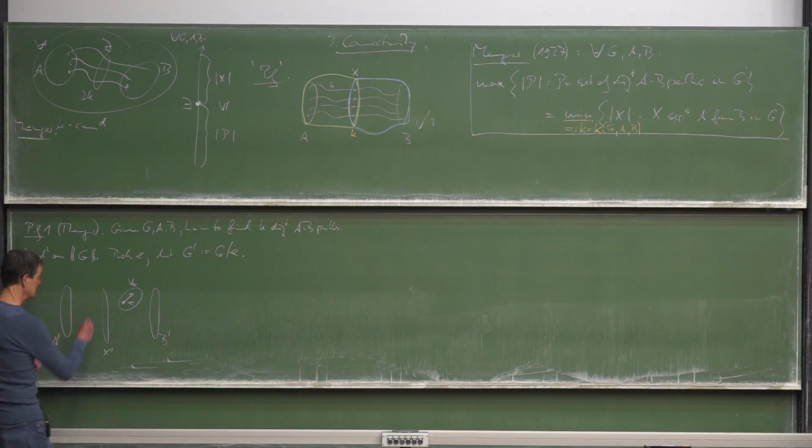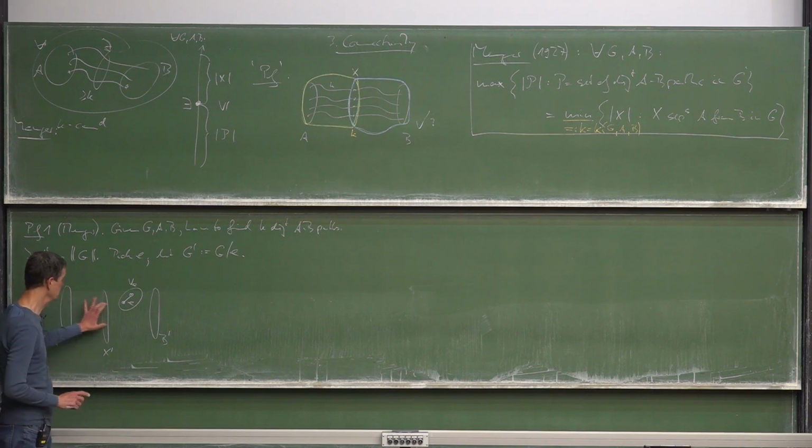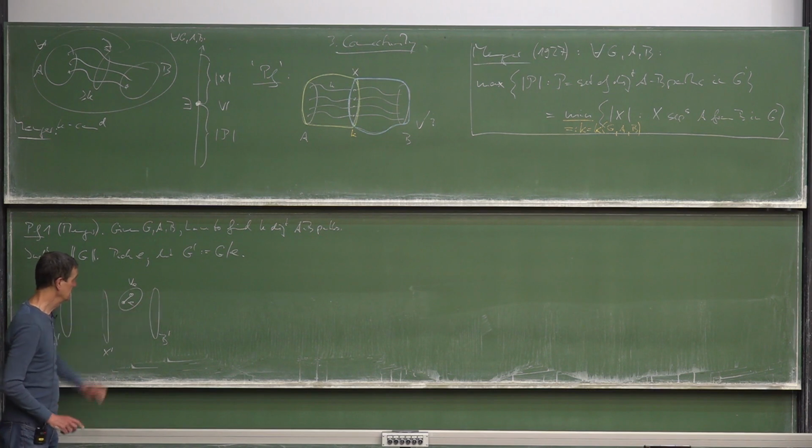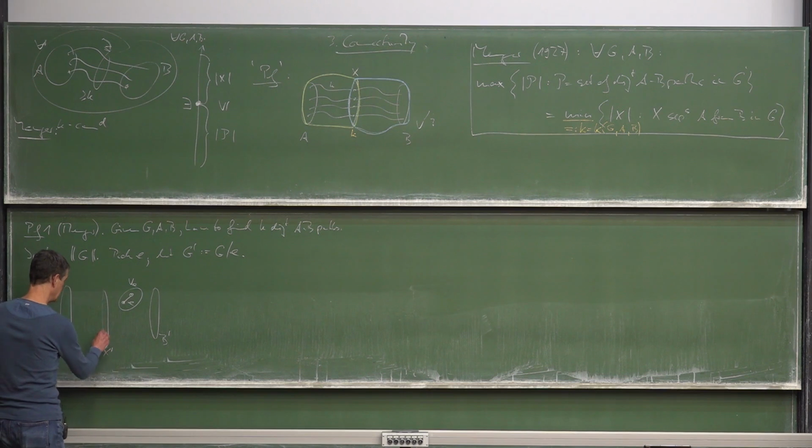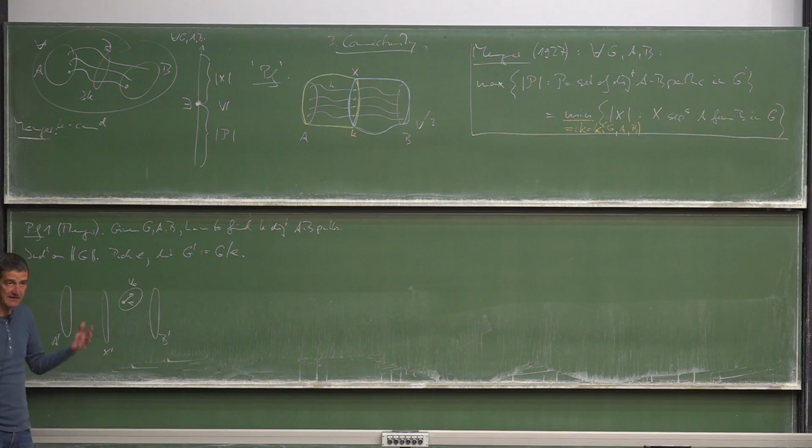Right, so now the question is, how many vertices are in X prime? If there were at least K, then by the induction hypothesis, we're in a smaller graph, there are K paths from A prime to X prime and K paths from, by the induction hypothesis, if this is the smallest separator in G prime, if that has at least K vertices, that means by induction there exist K disjoint paths from A prime to B prime. And from those we can easily get K paths in G.